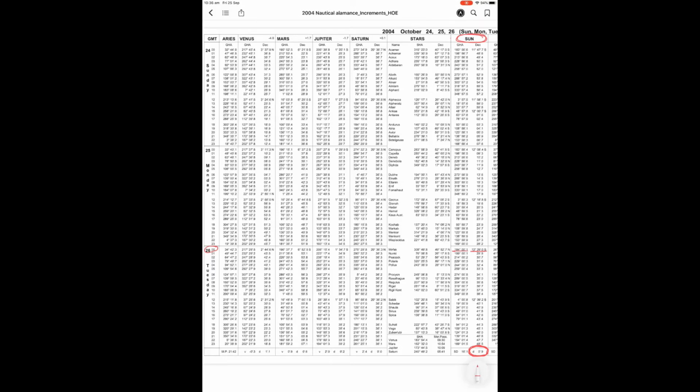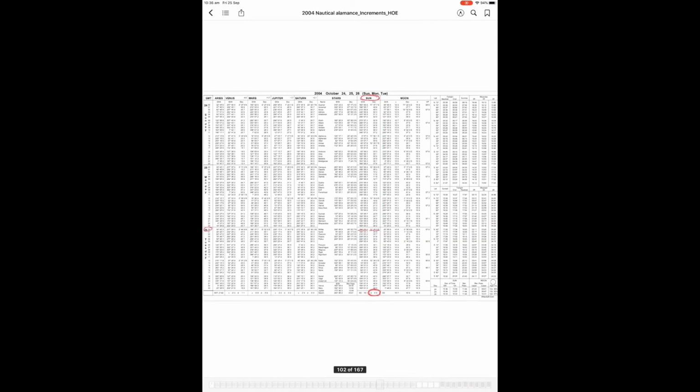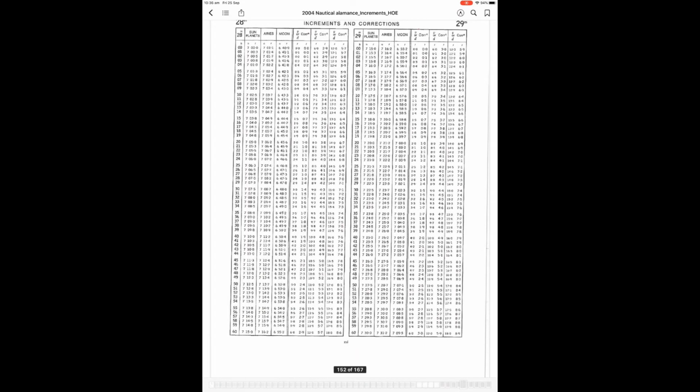Alright, so declination is increasing. So I'll come out of this page and go to the increments page for 29 minutes, because that's the minutes I needed. So 29 minutes is here. This is for sun and planets, but I need my declination correction for 0.9, which is here, for which the correction value is 0.4. So I will take the 0.4 and go back to the almanac.